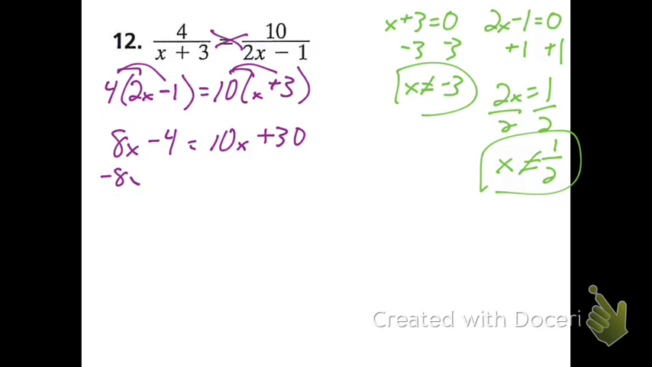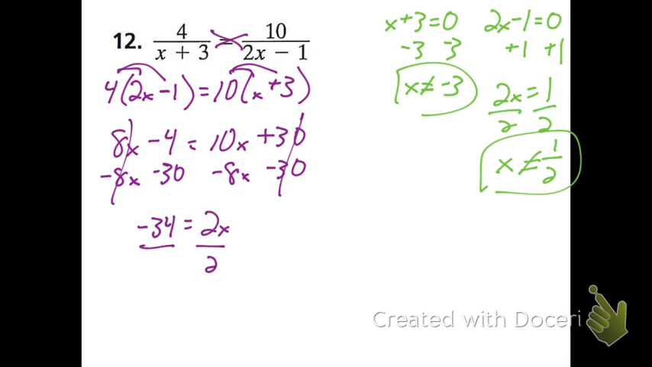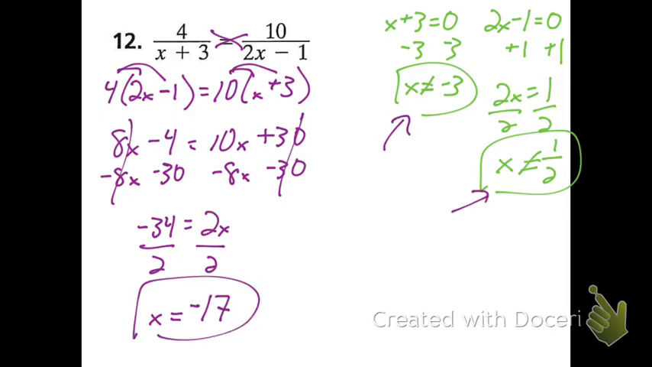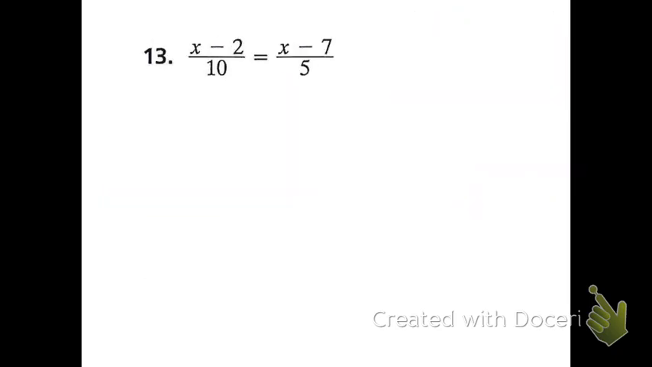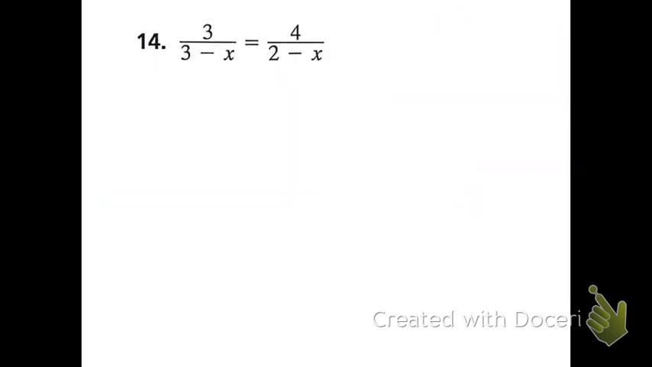So I'm going to subtract 8x from both sides. I'm also going to subtract 30 from both sides. Those go away. So I'm left with -34 is equal to 2x. Now I'm going to divide both sides by 2. I have x is equal to -17. That doesn't conflict with either one of those. So this is my solution. Right on. Okay. That one's doable.